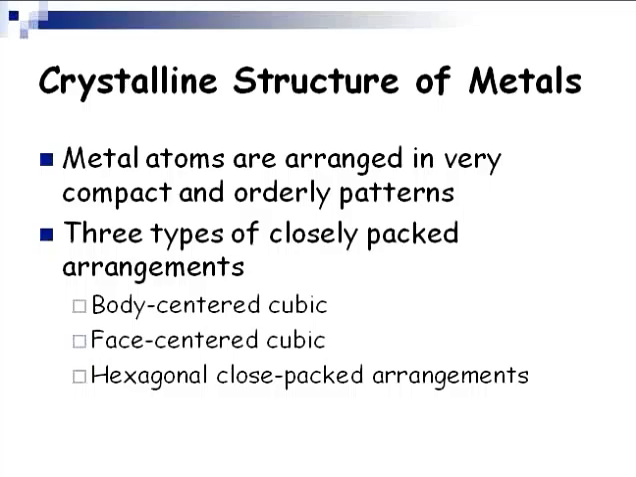So we have a crystalline structure. Metal atoms are arranged in very compact and orderly patterns. We have three types of closely packed arrangements. We have what we call body-centered cubic, face-centered cubic, and hexagonal close packing arrangement. And we'll look at some pictures of these.